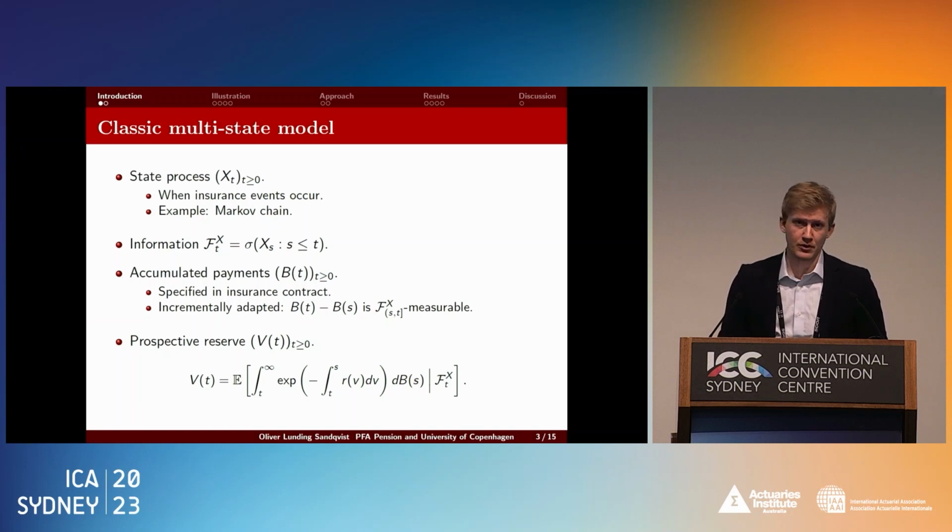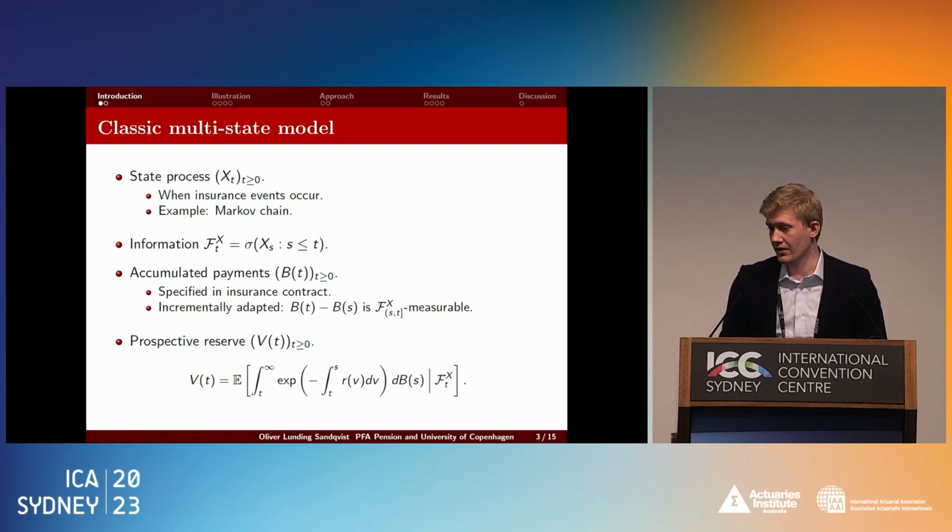Furthermore, you have what's called accumulated payments. So here, B of t are the payments generated by X on the interval 0 to t. And these have a special property that they are specified in the insurance contract. So when you look at the contract, it says, okay, you have to pay this if the person becomes disabled, you have to pay this if he is alive at some future point in time. So another way to say this is that B has this special property that it is incrementally adapted to X. So the payments that fall between time s and time t only depend on what happens to the state process in this interval s to t.